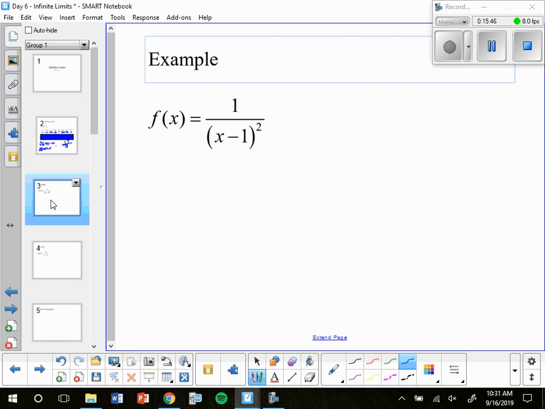1 over x minus 1 squared. Oh, that's not really a limit. But we're going to take a look at this function. F of x equals 1 over x minus 1 squared.